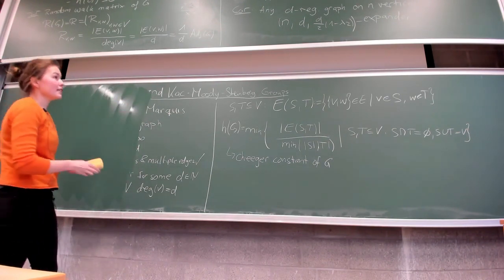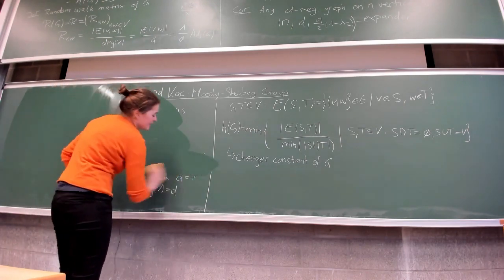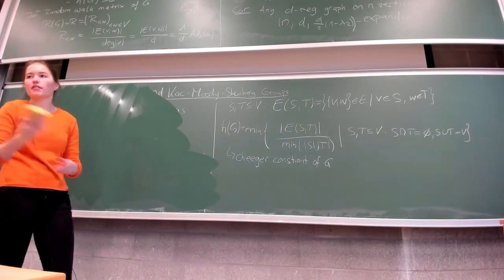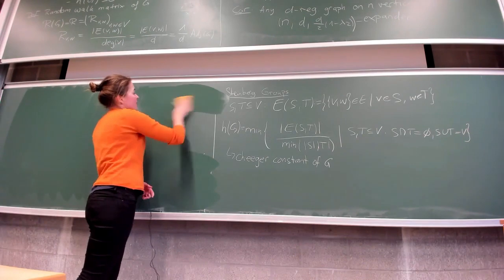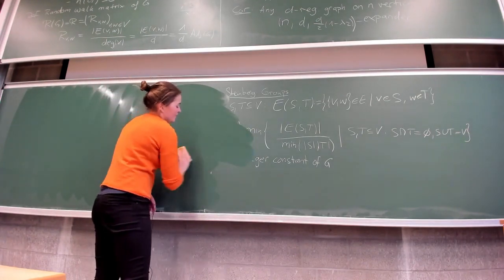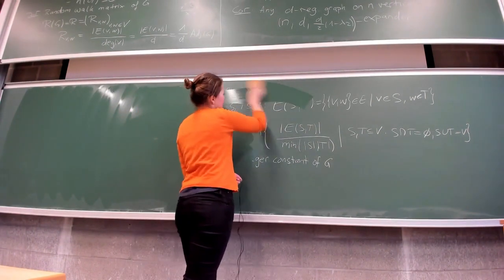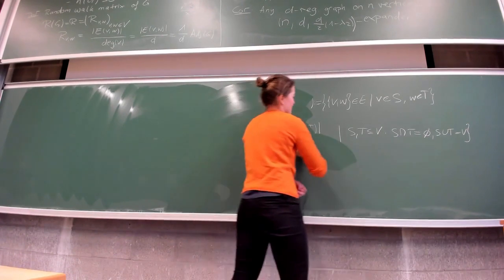Okay, so we've seen every graph is an expander for a certain constant, and we can calculate the constant using linear algebra. So what now? What we're actually interested in is not one expander graph, but an infinite family of expanders.